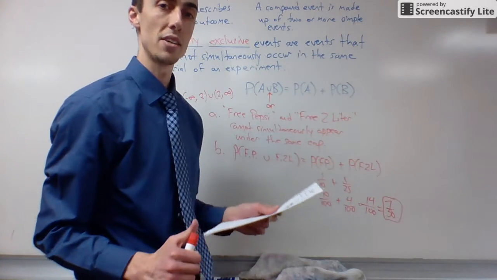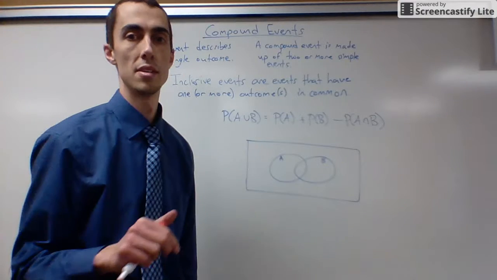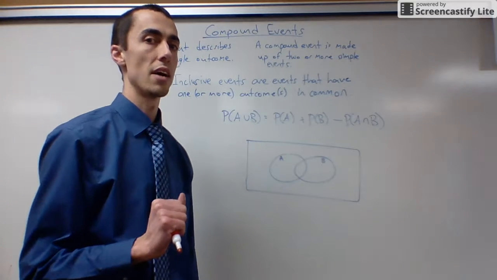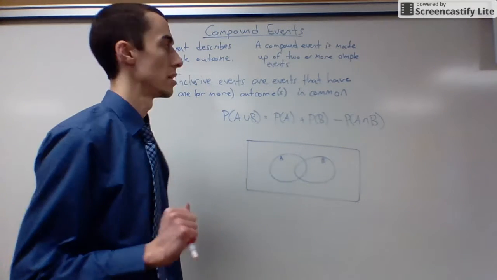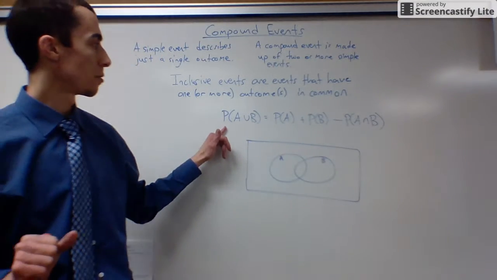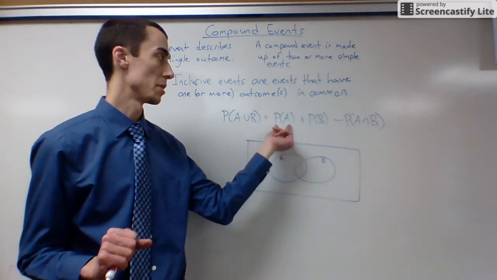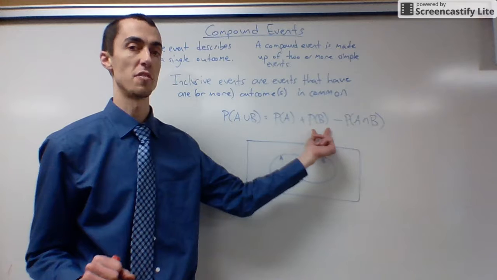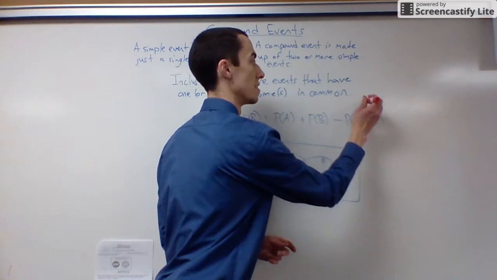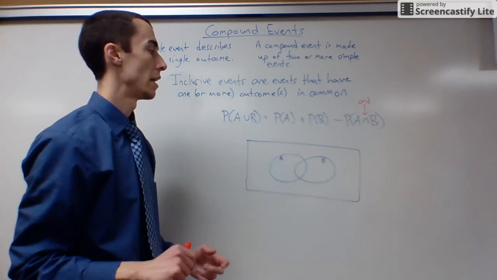Next, give me a moment and I'll get the next part of your notes set up. Inclusive events are events that have one or more outcomes in common. So the formula that we use for the probability of A or B when these are inclusive events is the probability of A plus the probability of B, take away the probability of A and B happening at the same time.